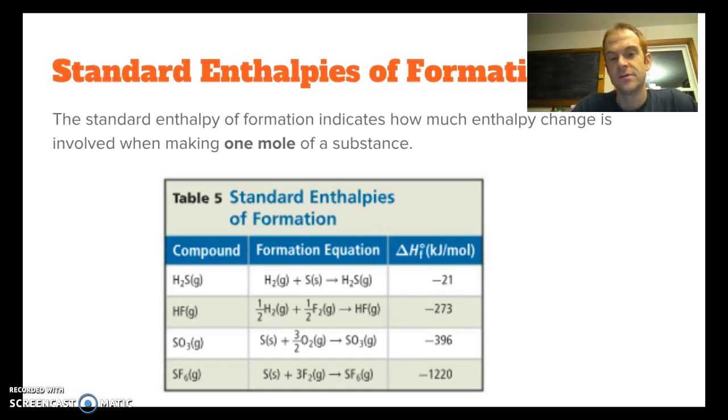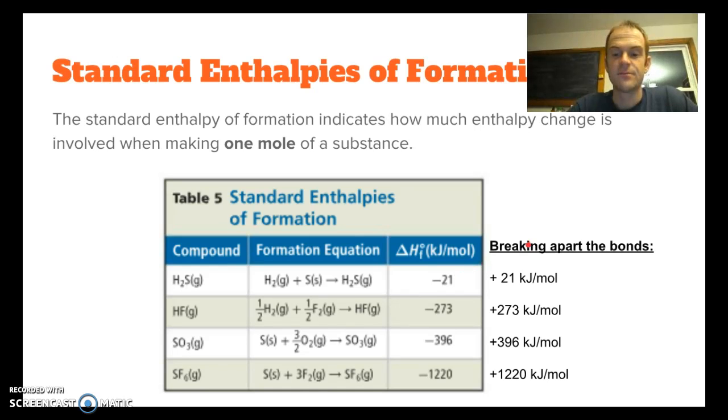Well, if you think back to what we talked about with Hess's law, what if I start with this and then break it apart? Basically, I'd be flipping this reaction. Well, when we flip a reaction, that means we flip the sign. So what this means is that if I'm breaking apart the bond, so if I start with hydrogen sulfide and I'm needing to break it apart so I can put the hydrogen and sulfur somewhere else, I have to put in 21 kilojoules of energy for every mole.